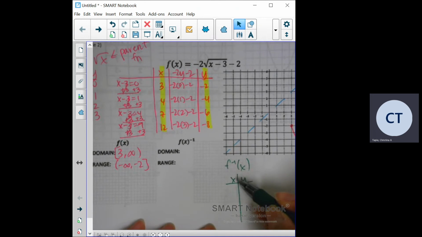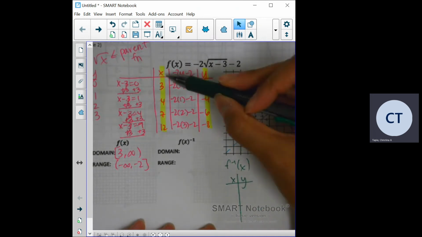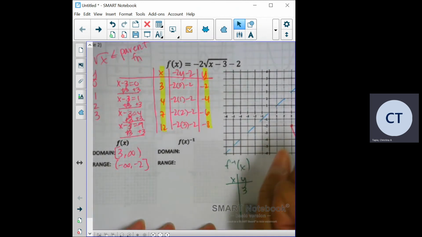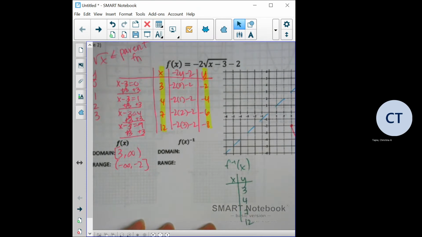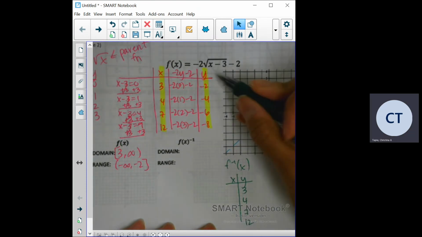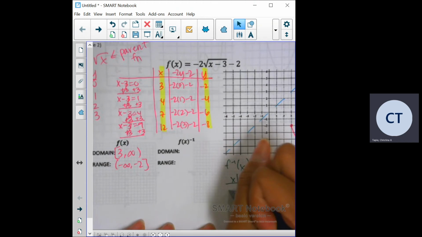So with the inverse function, I'm going to look at my table. All of the x's become my y's. All of the y's become my x's.